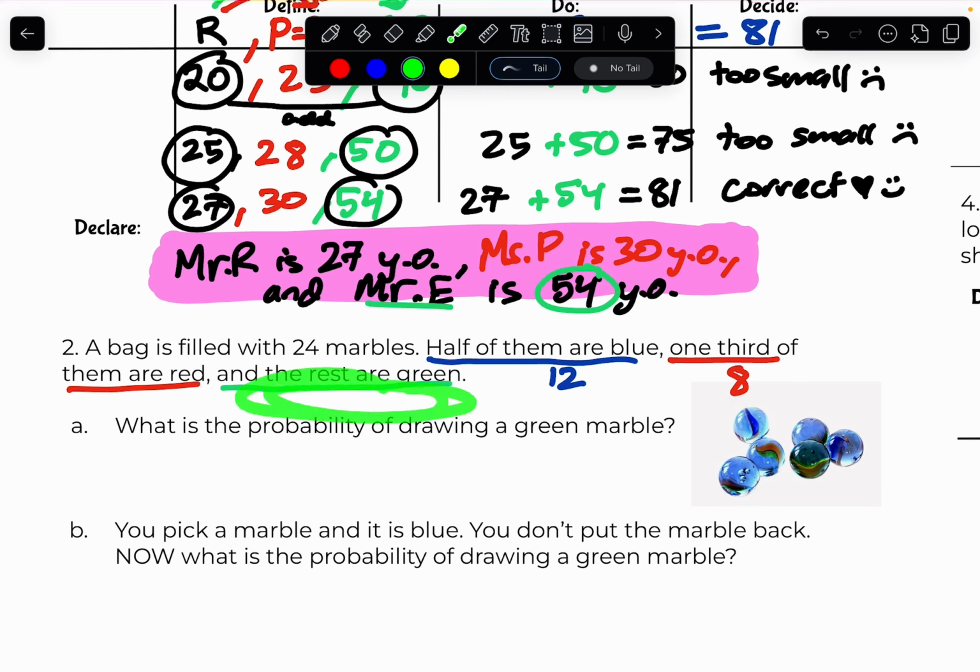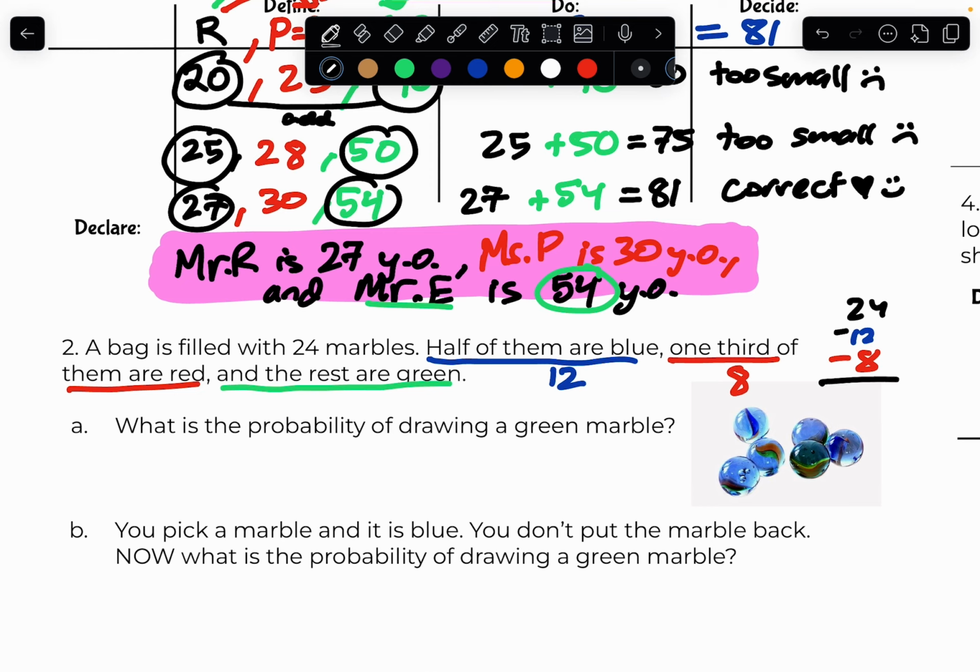Then how many of them would be green if there's 24? So what we can do is a little bit of work on the side. It'll be 24 minus 12, and that number minus 8. And whatever's left is going to be the green. So 24 minus 12, we have 12. 12 minus 8 happens to be 4. There's got to be 4 green.